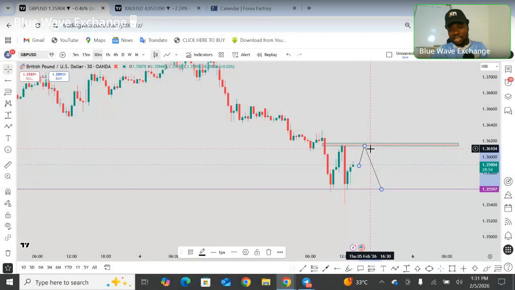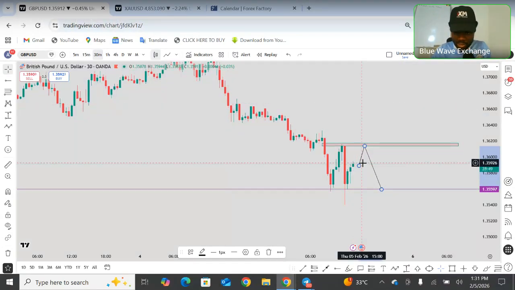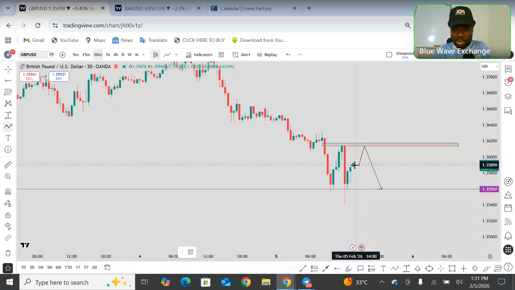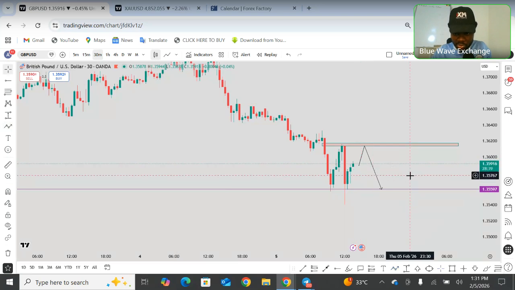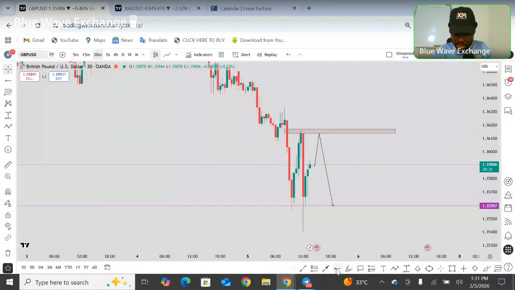It's not necessarily that it has to; price can just form a support at the 30 minutes. I mostly love the 30 minutes. If price forms a support at the 30 minutes time frame, it's going to be a high probability trade setup because we are about to be ushered into the New York Stock Exchange session. So you have this rejection over here. That's what I'm expecting.